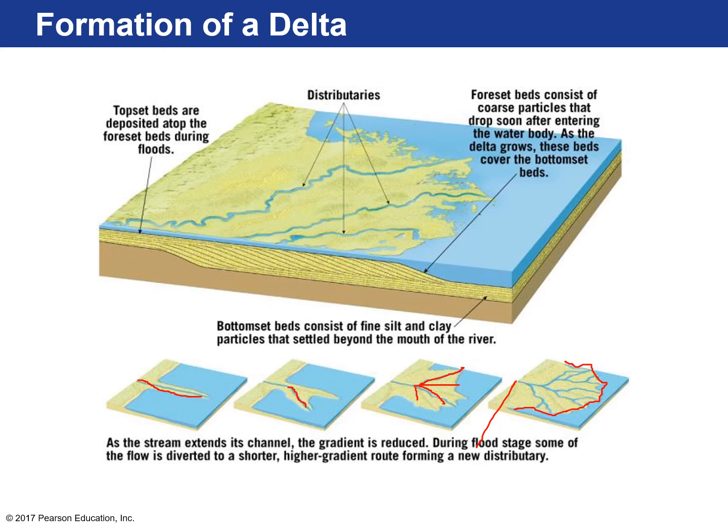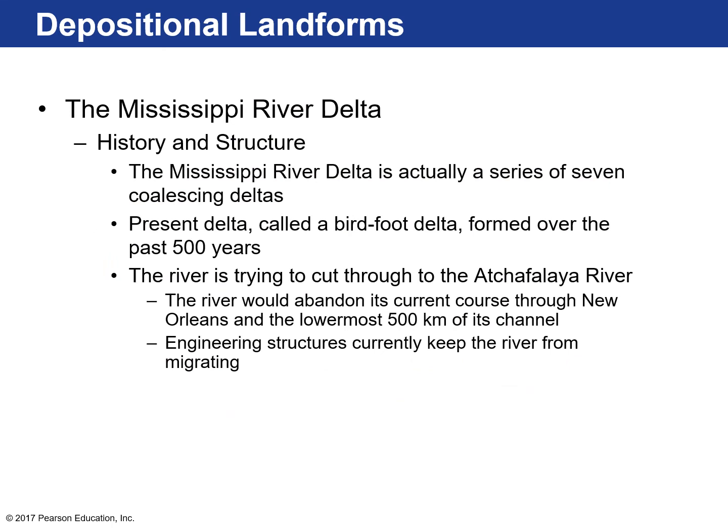And then here's a cross section. So you can see here are the topset beds here, the beds that are depositing right onto the ocean. Finer material are the bottomset beds here, and you can see all of this is deposited material from the river.